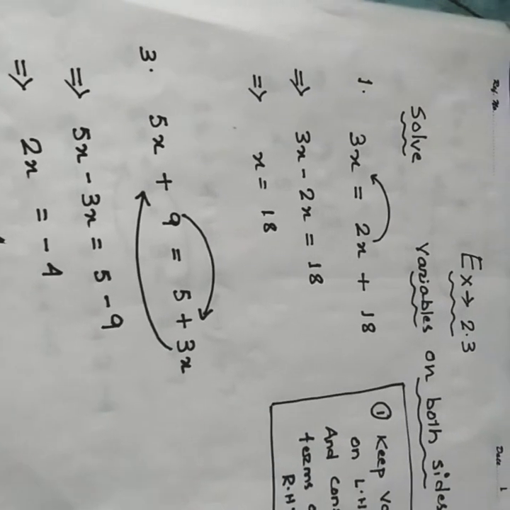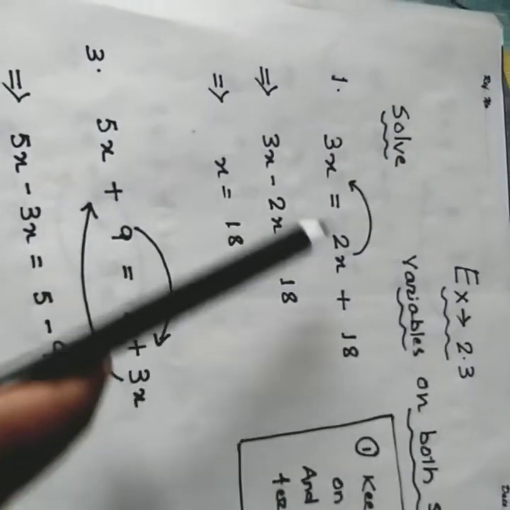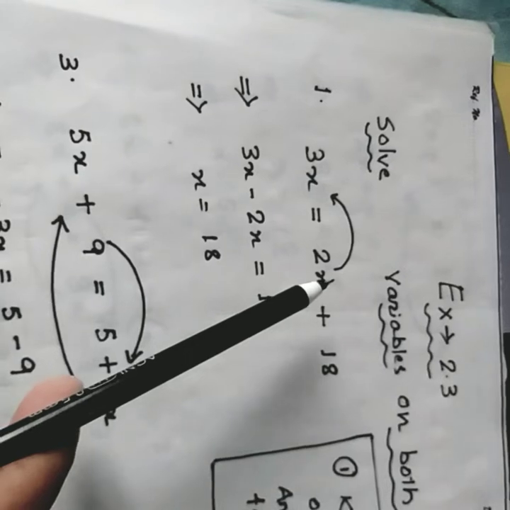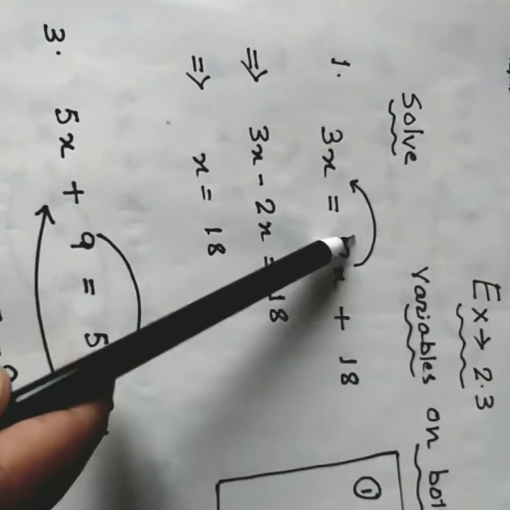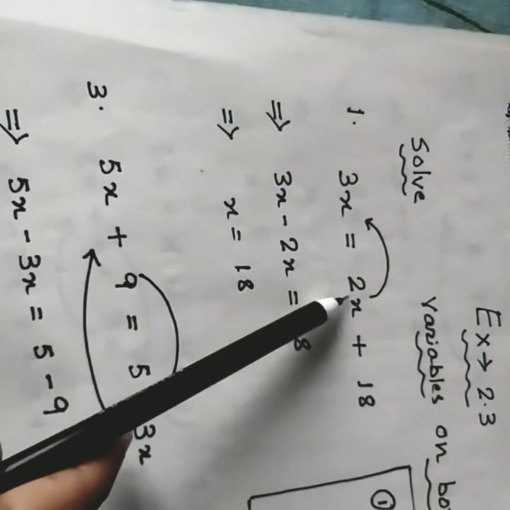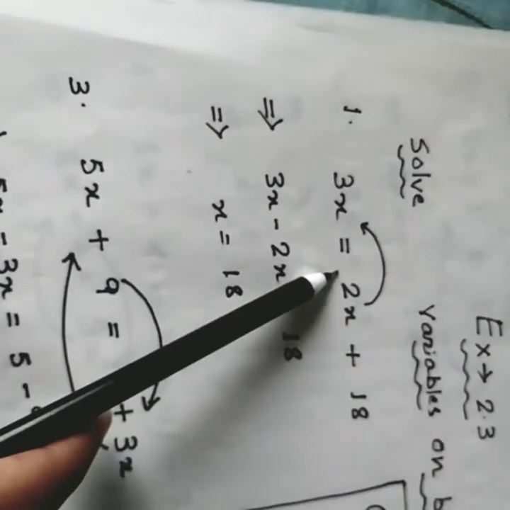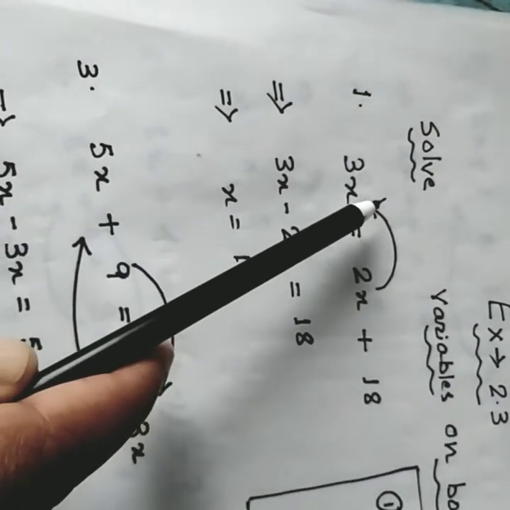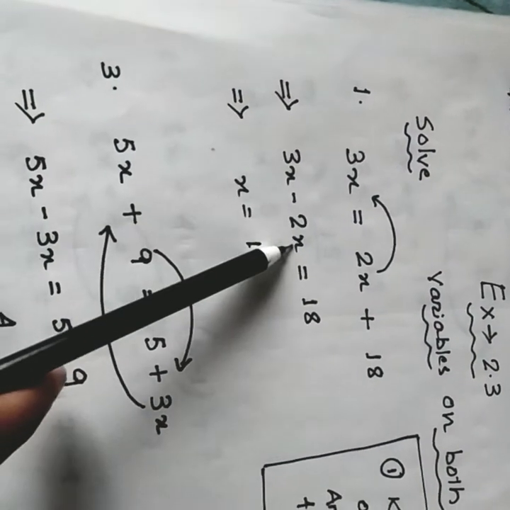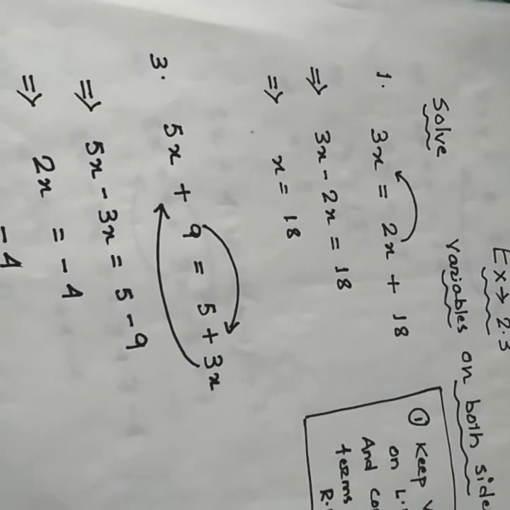So let's see. Question number 1 is 3x equals 2x plus 8. You see both sides are carrying the variable. Now, I said that you will keep the variable on the left hand side, so you have to bring this variable to the left hand side. We know the rule: when we bring anything from one side to the other side, the sign changes. So plus 2x, when it goes to LHS, will become minus 2x. Very easy. So 3x minus 2x is equal to x. So x equals 8, so the answer is 8.